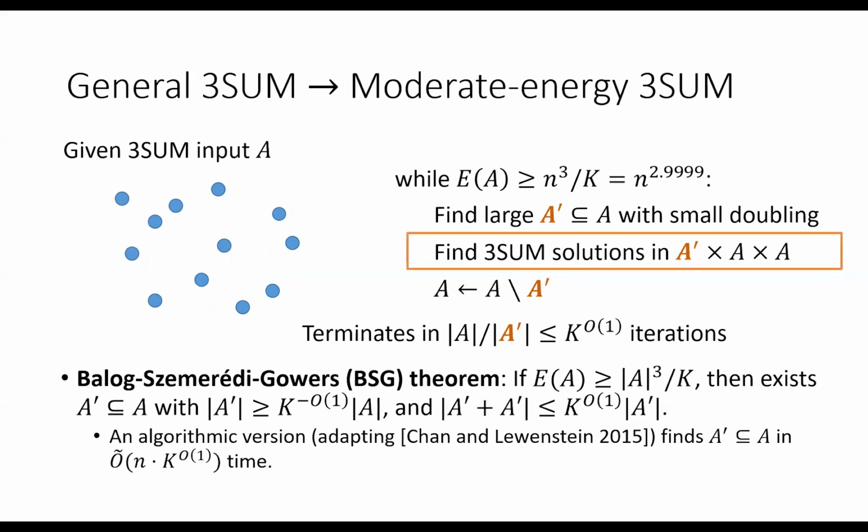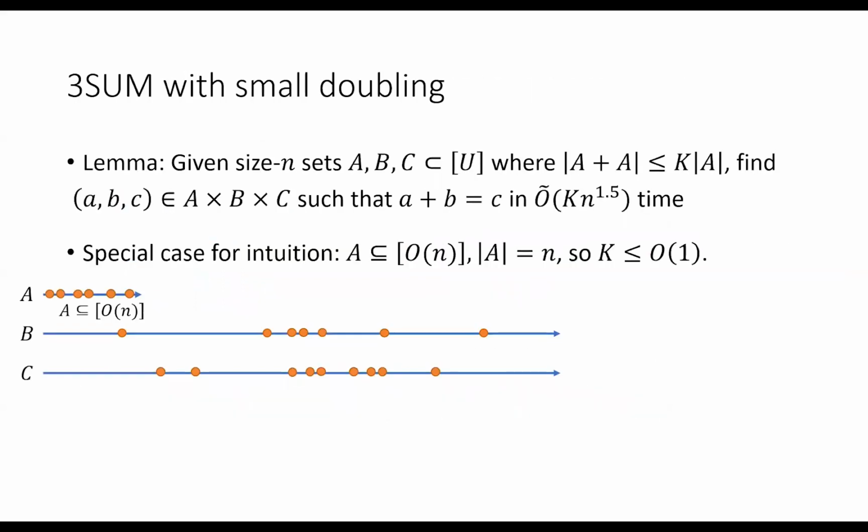Now it remains to explain the algorithm for finding threesome solutions in A prime times A, where we know that A prime is a small doubling set. And so this is the formal lemma of our small doubling threesome algorithm. Suppose now we are having a three-part threesome, and suppose the first part has doubling constant k, then we can solve threesome in only k times n to the 1.5 time.